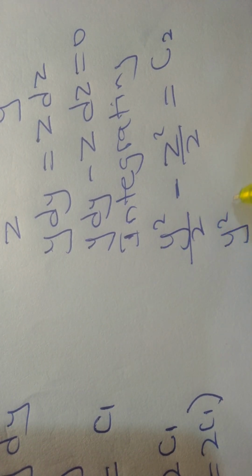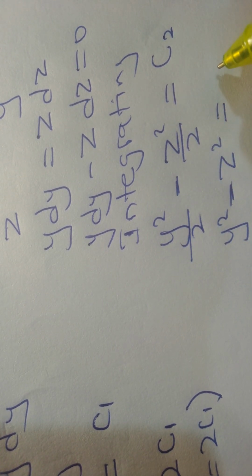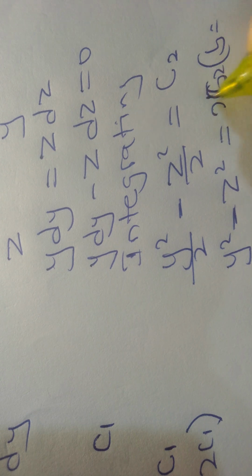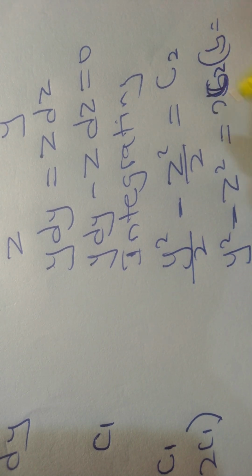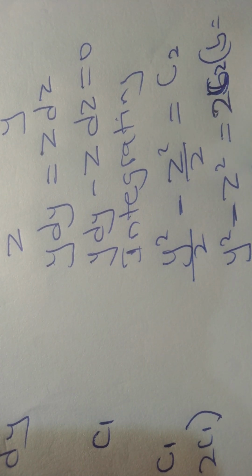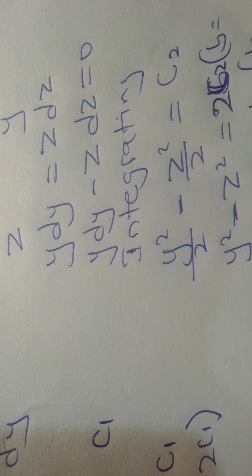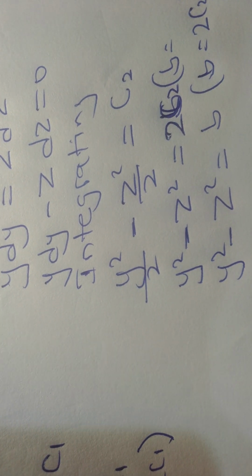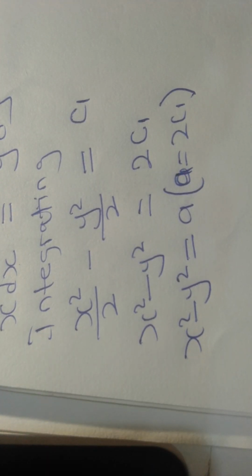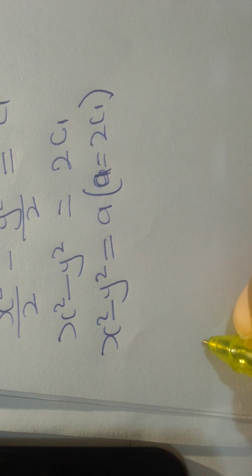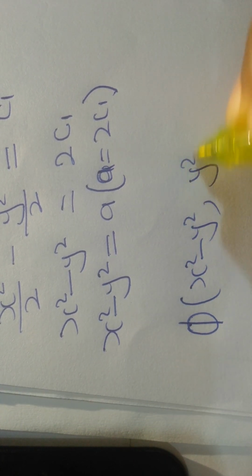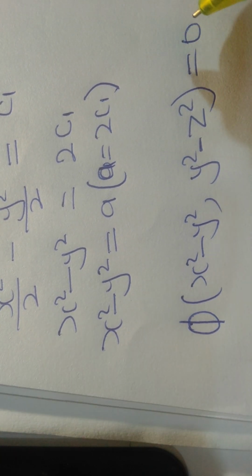which can further be written as y squared minus z squared equals b, where b is 2c2. So we can bring the two solutions together now and write it as: the solution to the P.D.E. can be written as phi of x squared minus y squared, comma y squared minus z squared, equals 0. Thank you.